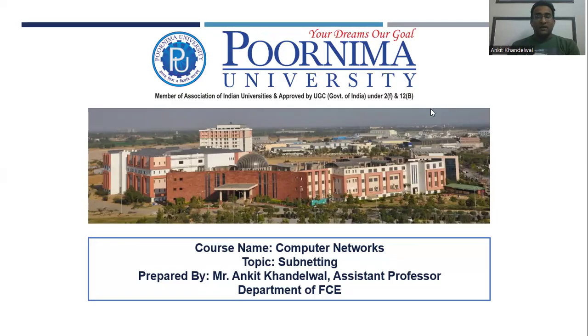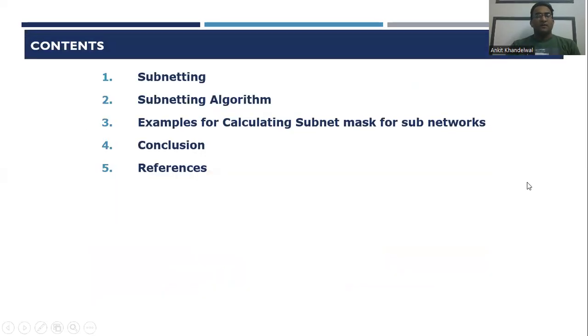So, the content of this lecture is as follows. First of all, we are going to see the introduction to subnetting. Then we will see the steps for calculating the subnet mask for the subnetworks, which is particularly related to the subnetting algorithm. Then we will see the calculation with an example for the subnetworks.